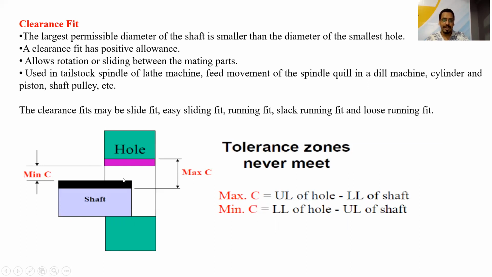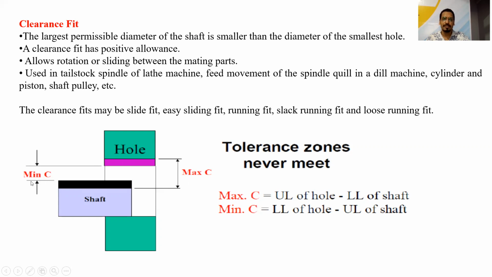And from this diagram you can easily see that the upper limit of the shaft, that is the maximum material condition of the shaft, is always less than the lower limit of the hole or the maximum material condition of the hole. So on the basis of this, two types of clearance exist, that is, one is the minimum clearance and the other is the maximum clearance.